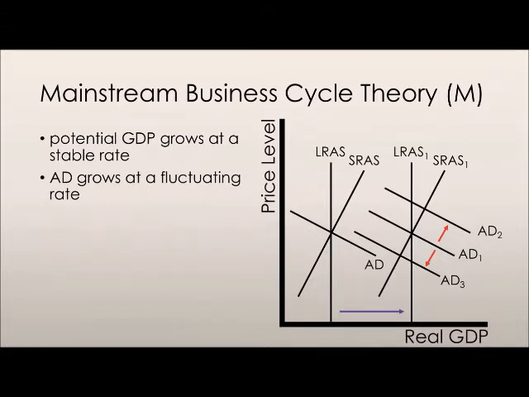If AD increases at a slower rate than potential GDP, for example to AD3, then a recessionary gap opens up. However, if AD grows in sync with long-run aggregate supply, then we would maintain long-run macroeconomic equilibrium, and AD would shift to AD1.